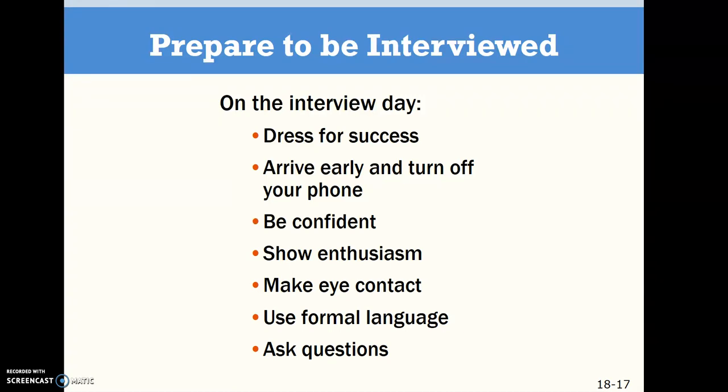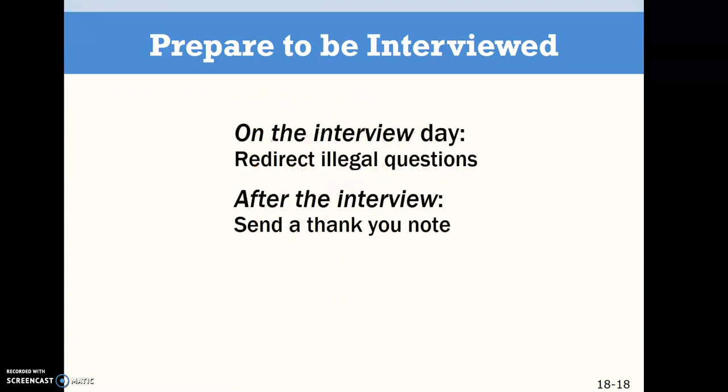It's good to perhaps even practice beforehand and ask the opinion of somebody else on how your nonverbals are communicating. And lastly, on the interview day, you want to redirect any illegal questions that you just feel you don't want to answer at that time. Perhaps it's just something sensitive, or you don't feel you should answer them. You always want to direct those questions back to your qualifications for the job. And lastly, most importantly, you always want to send a thank you note, depending on the type of interview, whether it's a card, an email, or snail mail. Send a thank you for the interview.